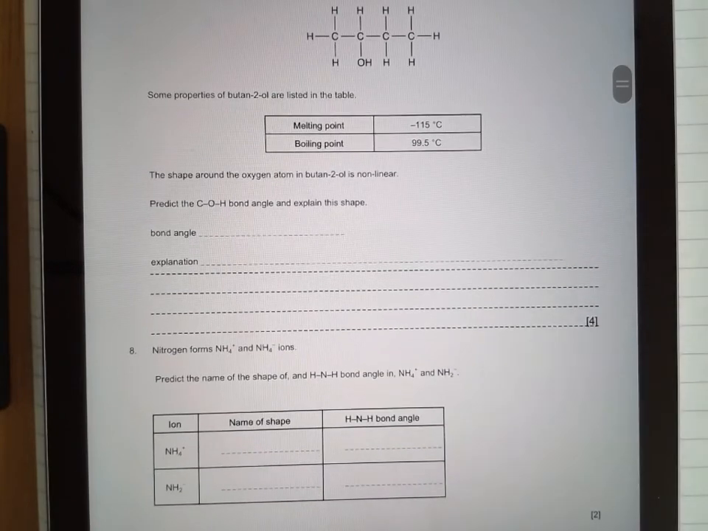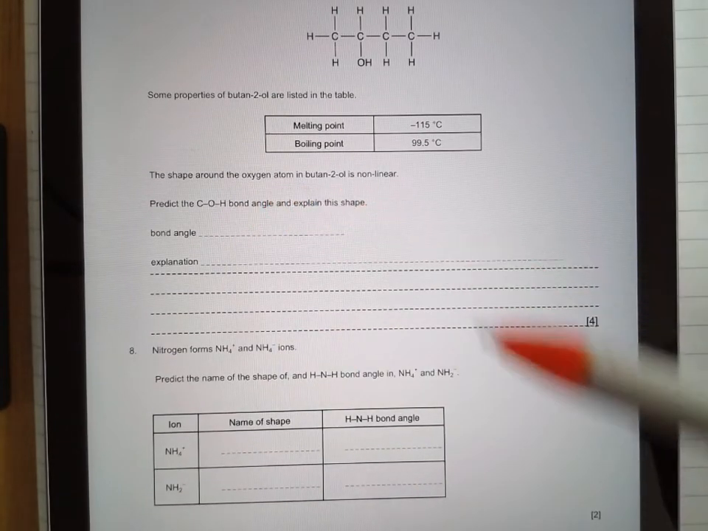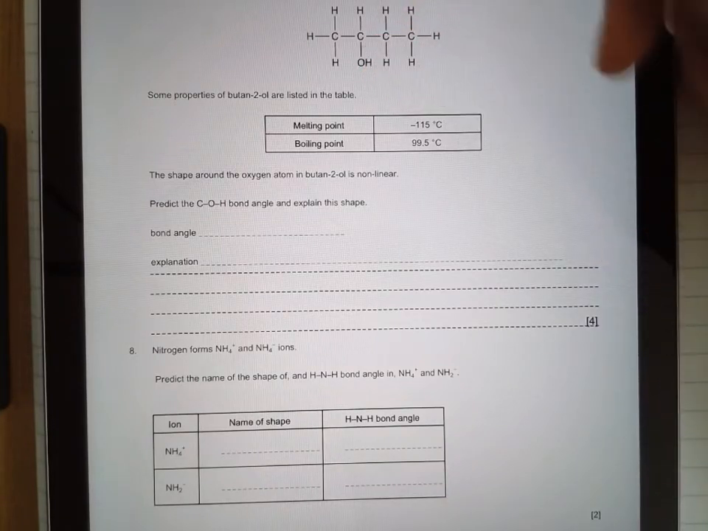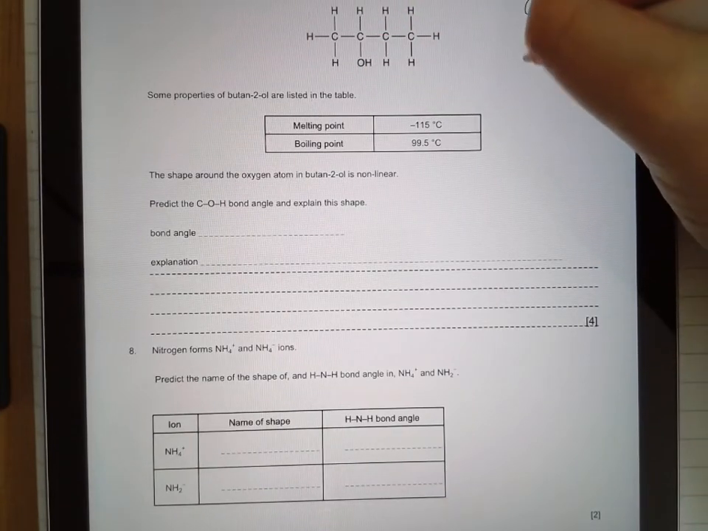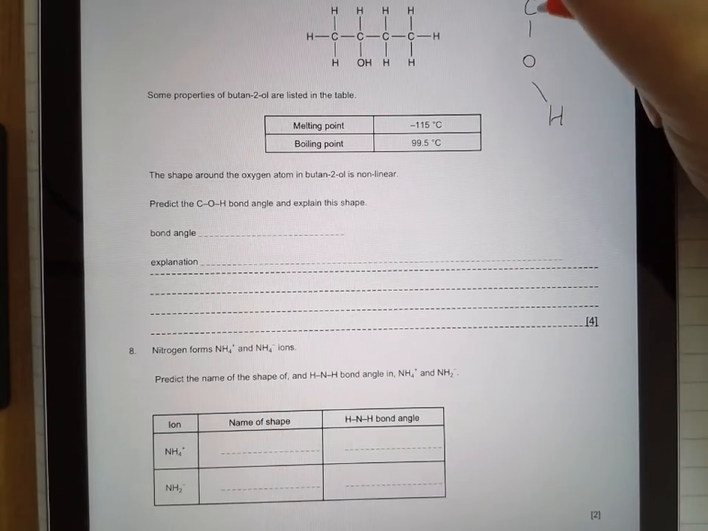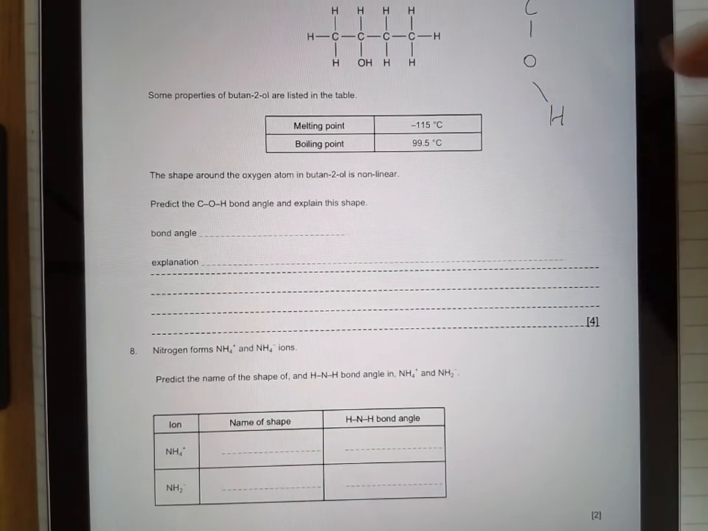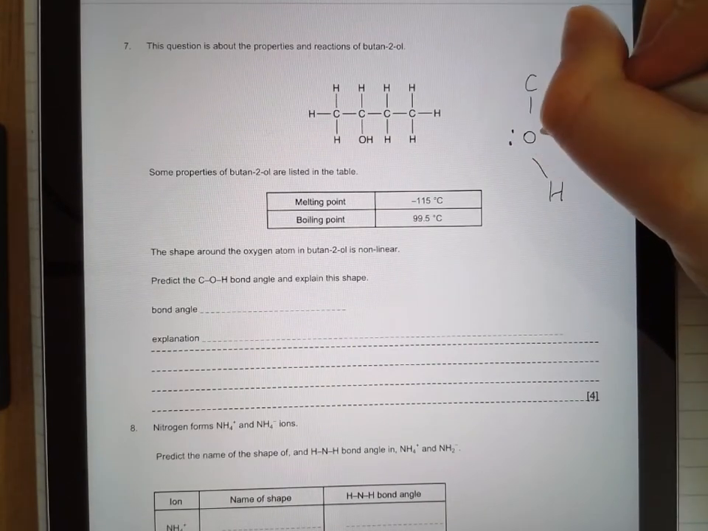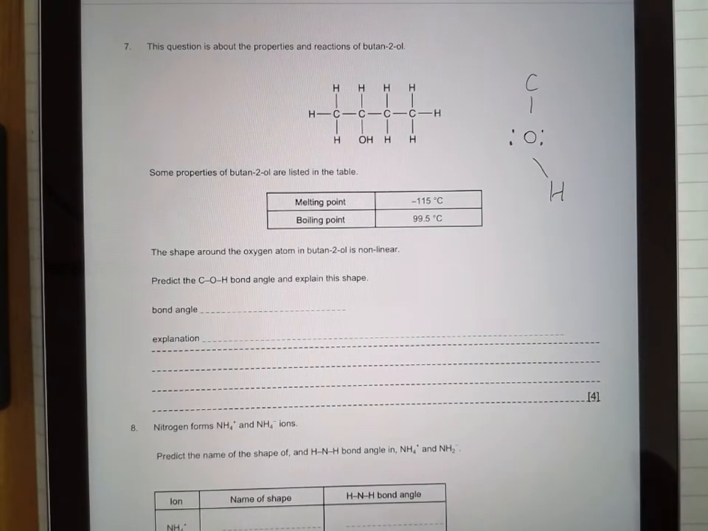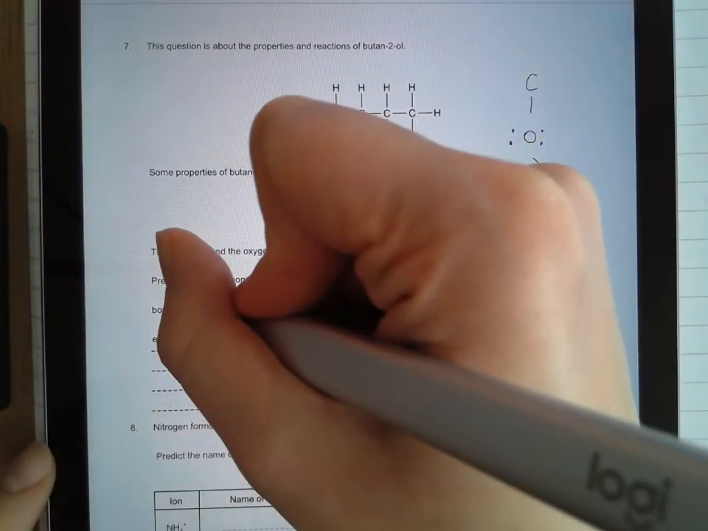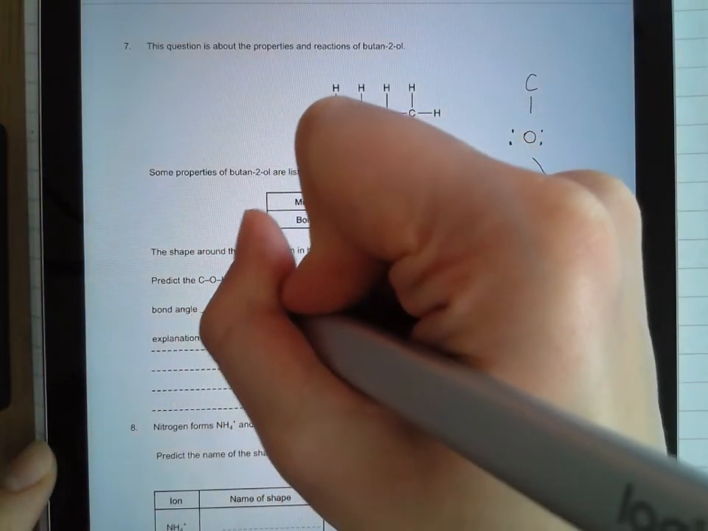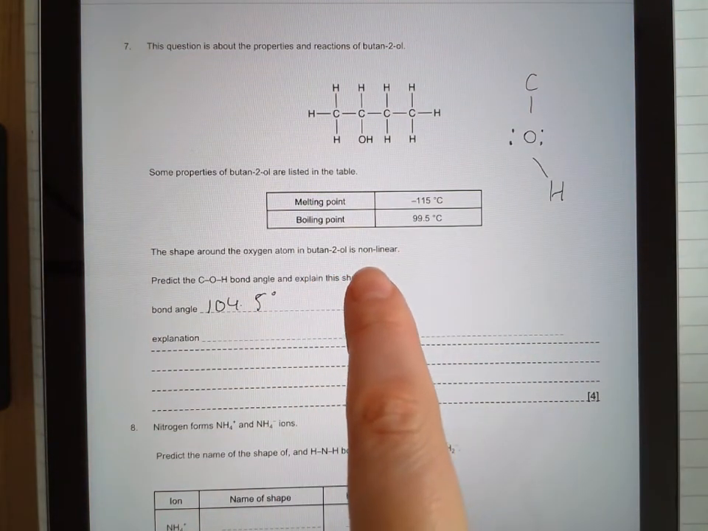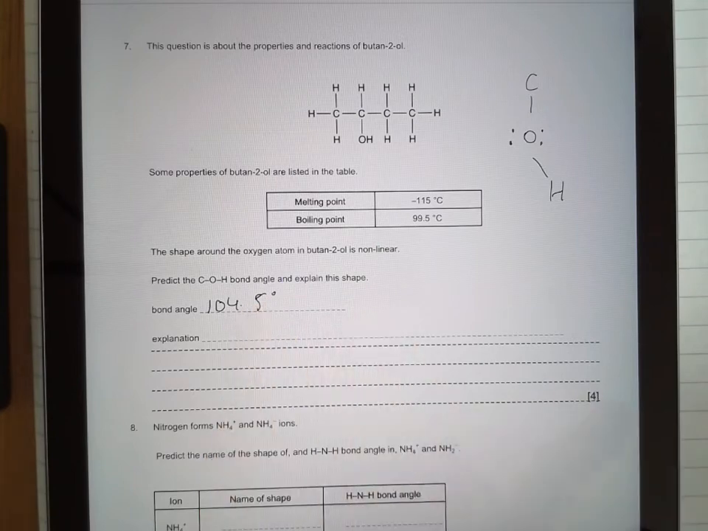Next question, number 7. They want you to predict the COH bond angle and explain the shape. We've just had this above. So this is your COH. If I draw that out in full, you've got an oxygen bonded to a carbon. It's also bonded to a hydrogen. So you've got 2 bond pairs around the oxygen. But you need to remember that even though they're not drawn, that oxygen is also going to have 2 lone pairs. Bond angle is going to be 104.5. Oh, they do tell you that it's non-linear. So you should hopefully see the non-linear and think 104.5.